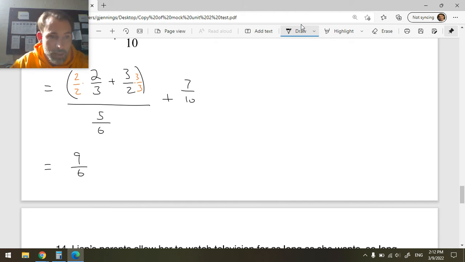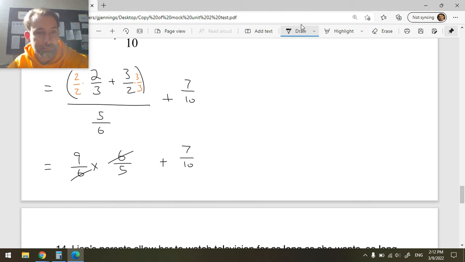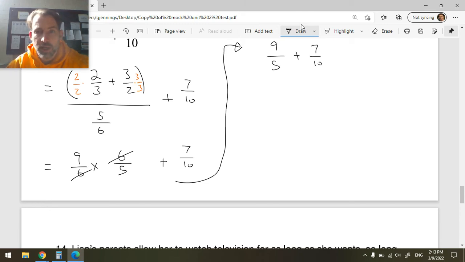9 over 6 divided by 5 over 6. But why would I write it that way when I could just flip it and multiply? Times 6 over 5 plus 7 over 10. I'm not ready to work on that one yet, right? 6 cancels the 6. Easy. 9 over 5 plus 7 over 10. All right, let's just bring this up here. 9 over 5 plus 7 over 10. Okay, scale this one up with a factor 2.